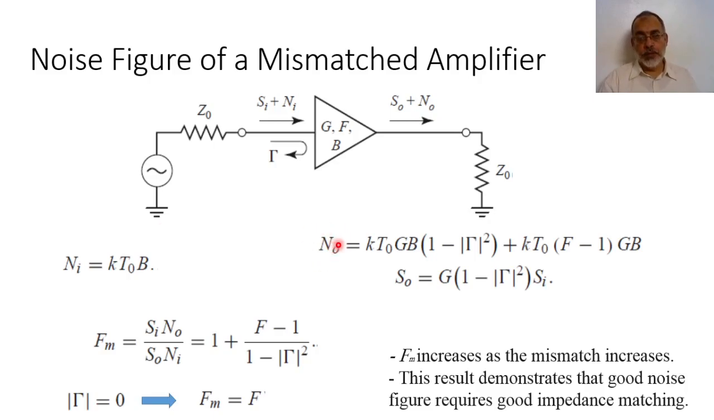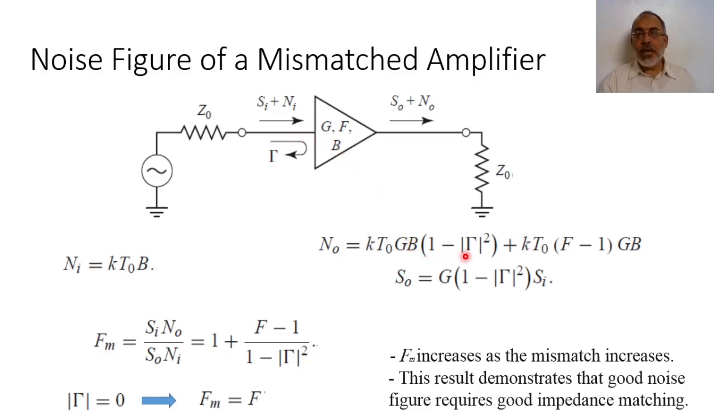The output noise in this case would be as follows. The input noise would be amplified by a factor of G, and some of the noise would be reflected back, so G multiplied by 1 minus gamma squared. So the output noise from the input part would be G multiplied by K T naught multiplied by B multiplied by 1 minus gamma squared, because of the reflection at the input port of the amplifier.